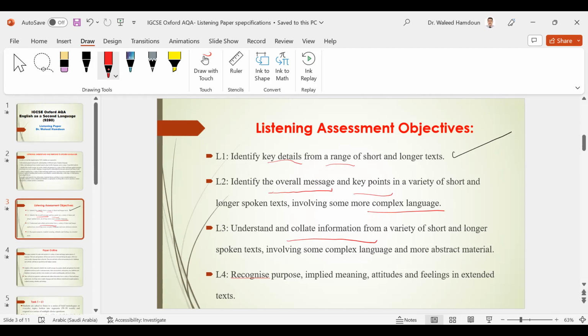The last objective, recognize purpose, implied meaning, attitudes, feelings in extended texts. Means you should be able to know why the speaker is talking about this, what his purpose is. And also you should infer his attitude or his feelings. Does he or she like this or not, and why? Okay, so these are really important objectives.